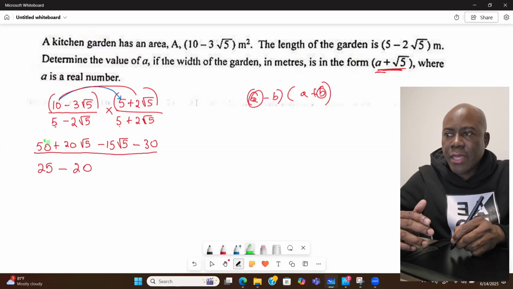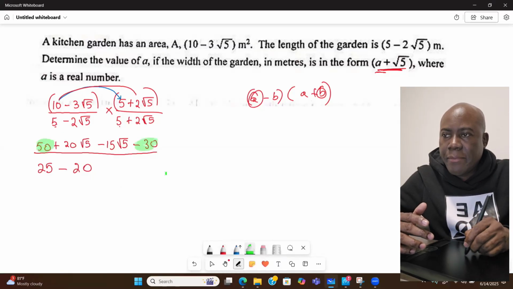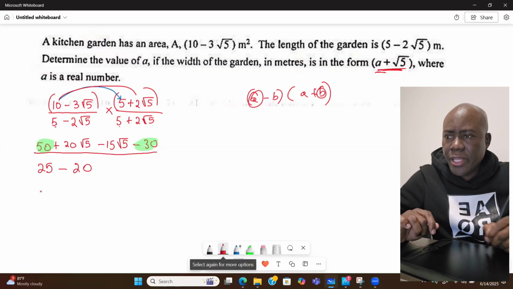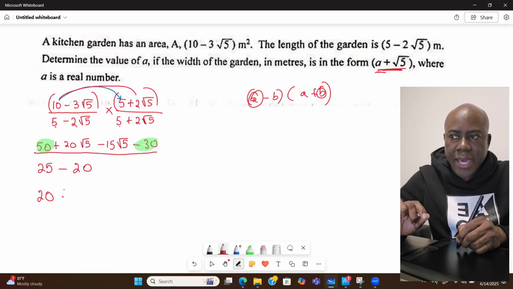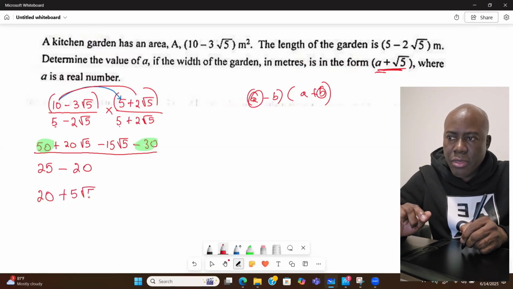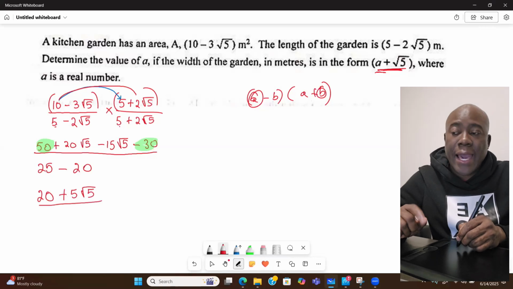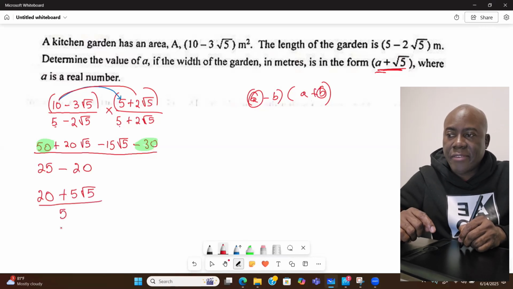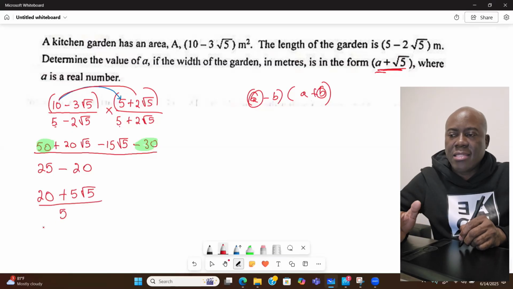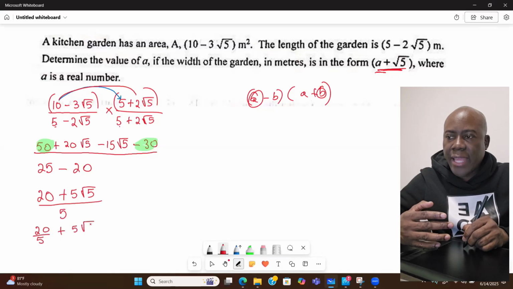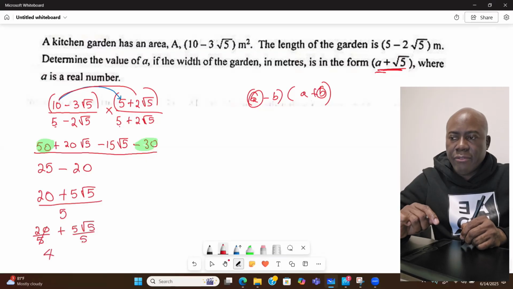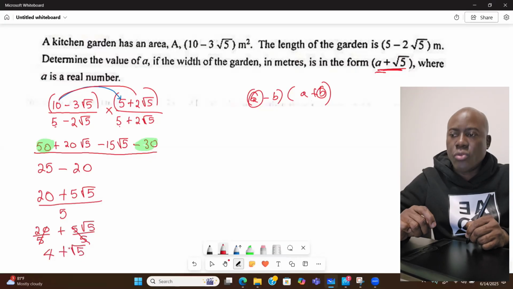Now let's clean this up a little bit. At my numerator, I'm going to have 50 minus 30, so that's going to give me 20. If I have 20 root 5 minus 15 root 5, then I'm left with positive 5 root 5. And this is now being divided by 25 minus 20, that's 5. We're almost there. At this stage, I'm able to divide the 20 by 5. Also, I can divide 5 root 5 by 5. When 20 is divided by 5, I'm going to get 4. And you can see here, 5 cancels 5, leaving plus root 5.